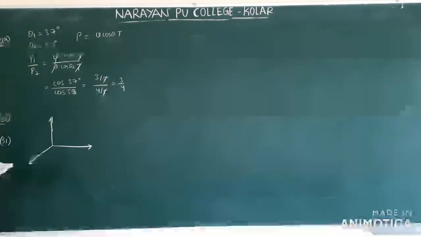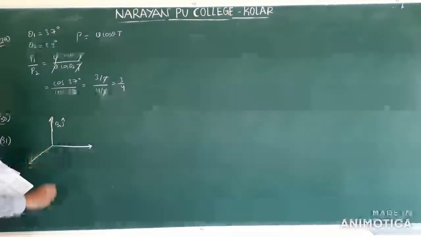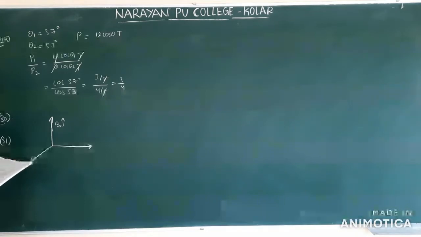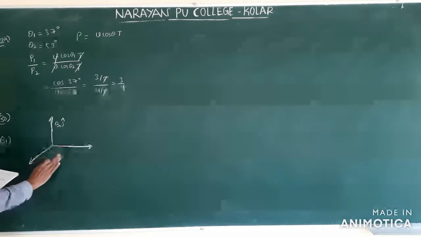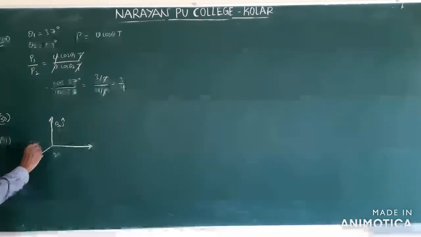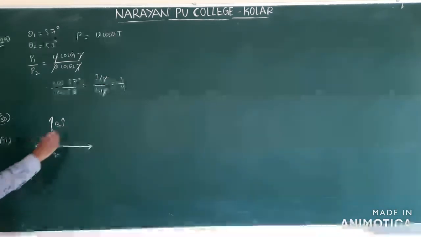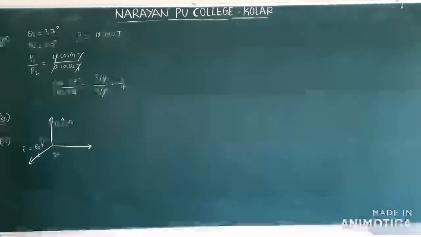They are given like this: B is equal to B naught j cap, so B naught j cap is acting along the y direction. Next, the electric field E is equal to E naught k cap. What does it mean? It is acting along the z direction. This is B and this is E. What they are asking is the speed of the particle as a function of the z coordinate. Clear?